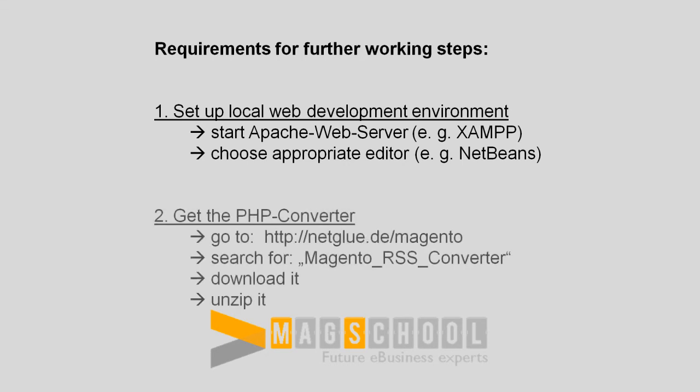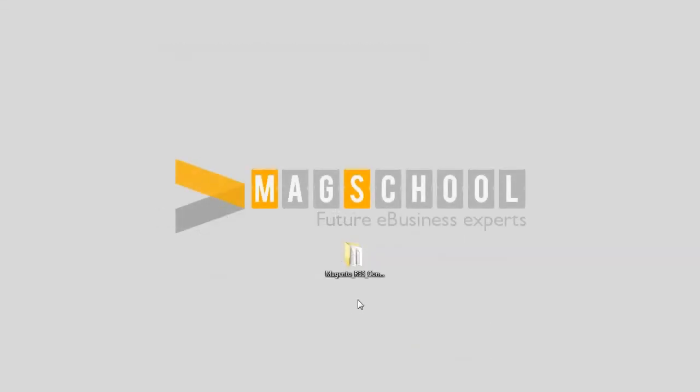To get the RSS converter, you must visit our webshop at netglue.de/Magento and then search for Magento RSS converter. Then download it and unzip the package data. To customize the data with an IDE, it could be necessary to copy it into a special directory on your PC. Now I want to explain the included data.